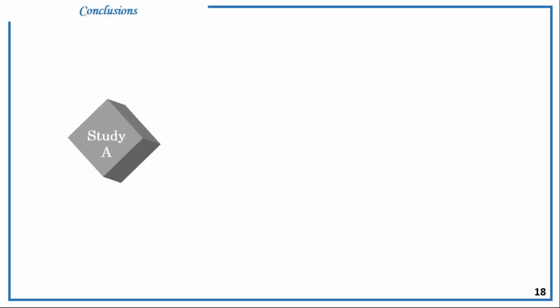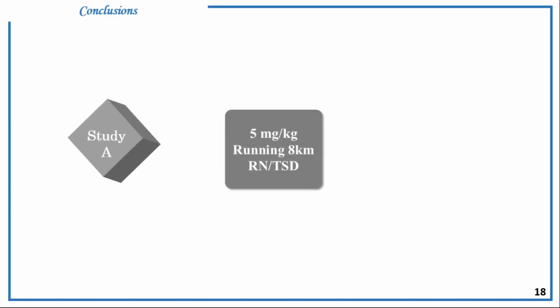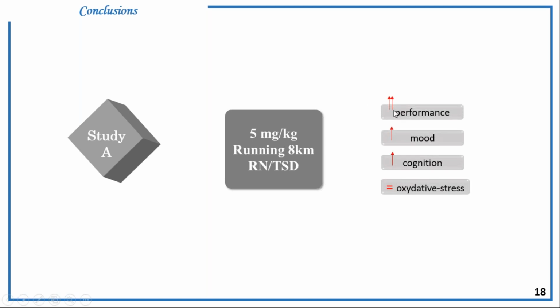And the conclusion. From this study, we could conclude that 5 milligrams of caffeine before running 8 kilometers has a good effect on performance. It improves performance significantly. Also, it improves the mood state and the condition of athletes. But for oxidative stress, there is no effect of caffeine on the oxidative stress.